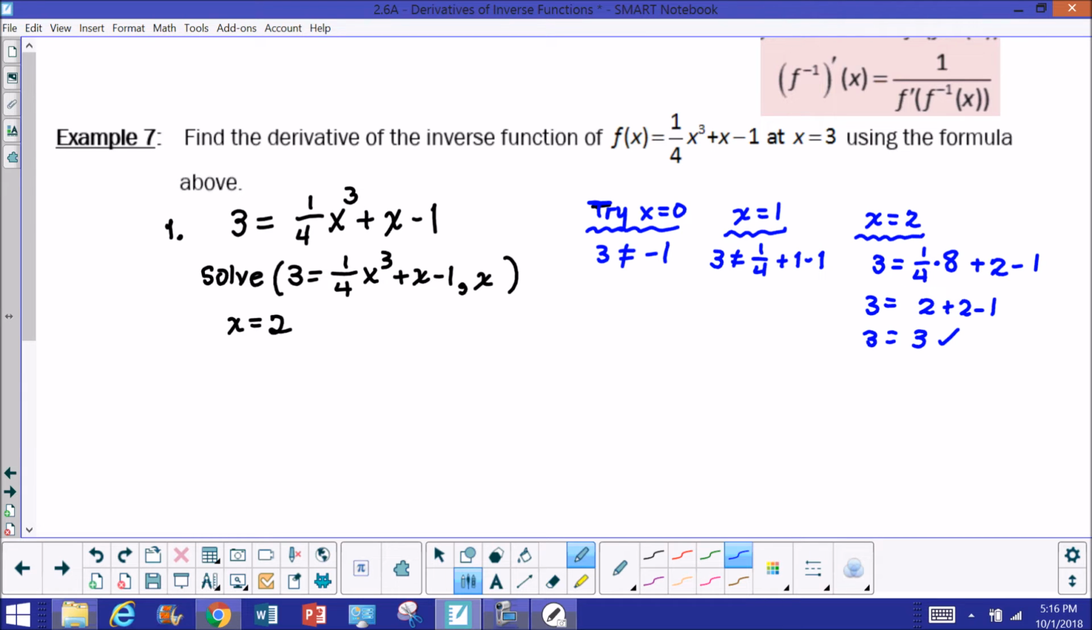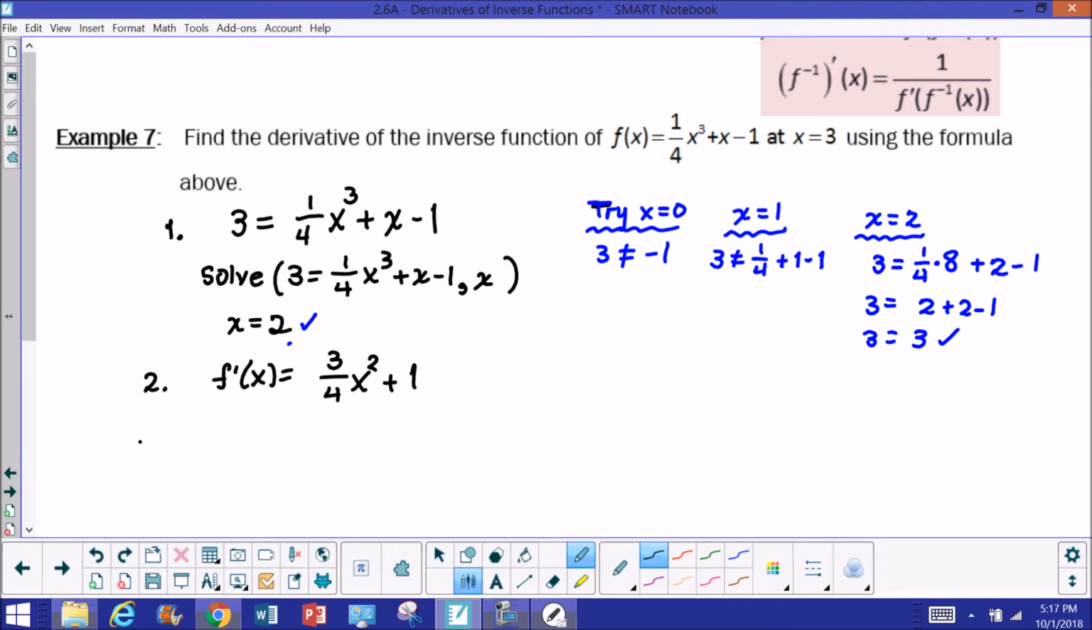Typically speaking, in my class, if 0, 1, and 2 don't work, negative 1 and negative 2, one of those two will certainly work. So we've got our value that we need, so we don't want to forget this guy. So we go on to step 2, one of the easier steps, and that is just to take the derivative of our function f of x, which is 3/4 x squared plus 1.